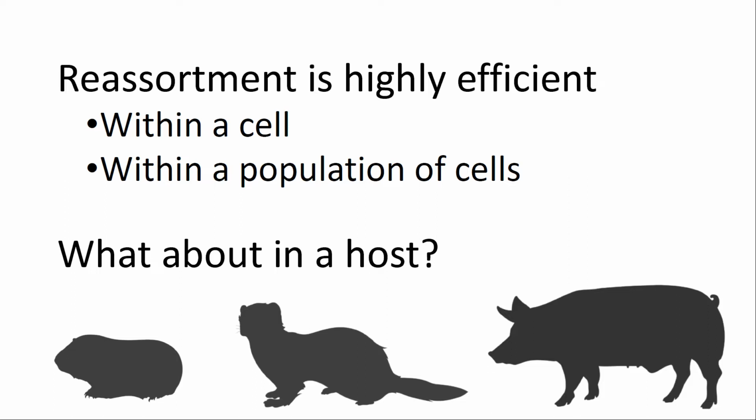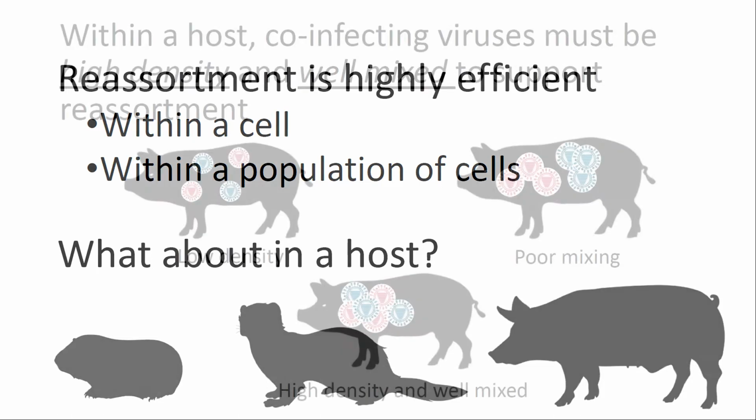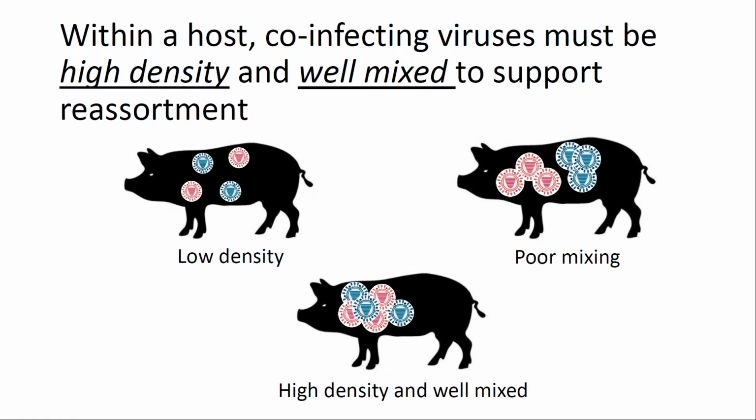Of course, in considering the potential for reassortment to drive influenza virus evolution, it's really important to think about whether the dynamics of the infection within a host would be conducive to supporting cellular co-infection. So in particular, for within host dynamics to support reassortment, we expect that the virus would need to be both high density and well mixed within the host.